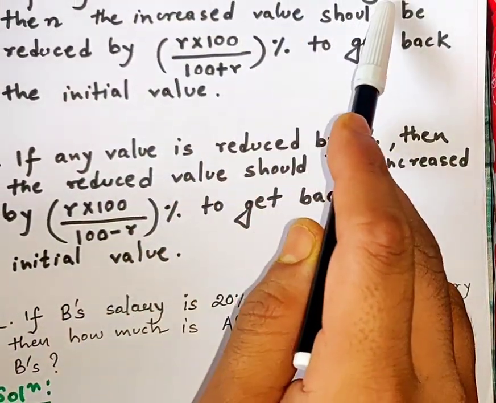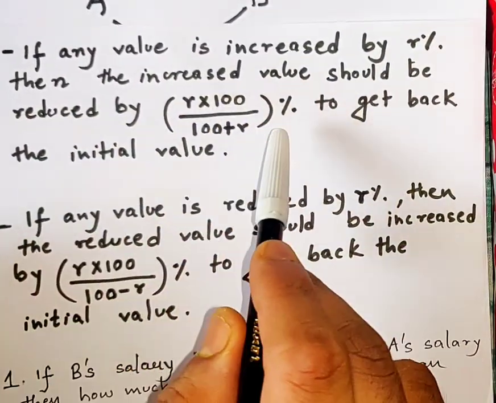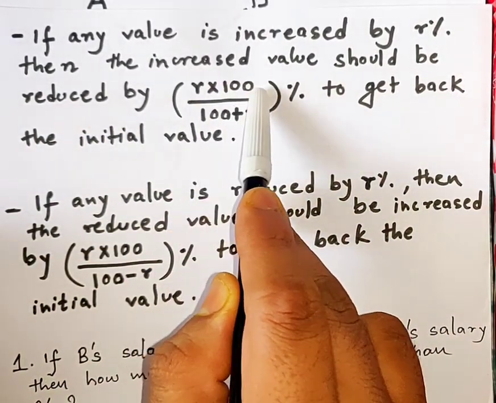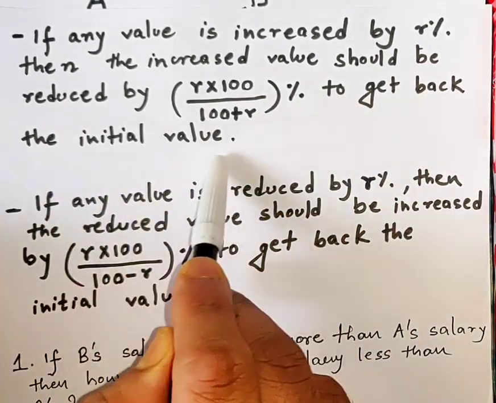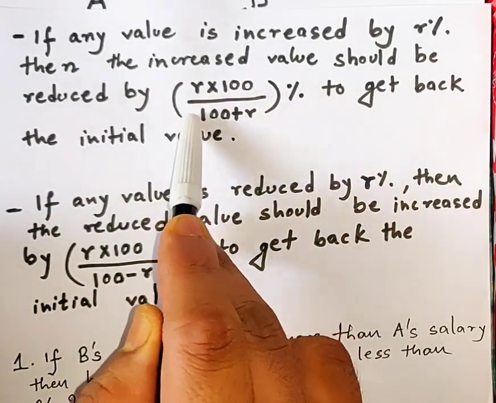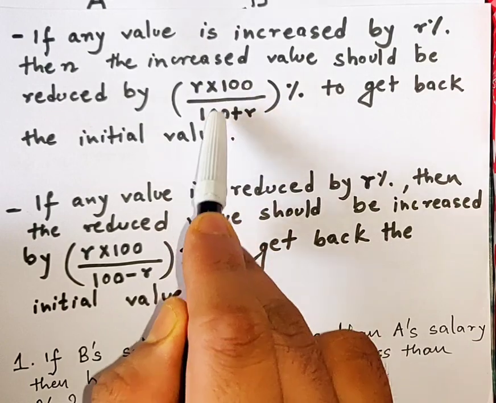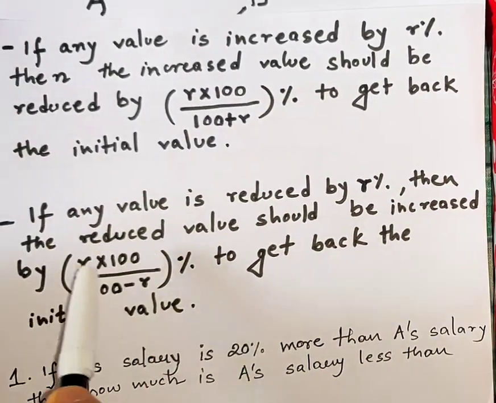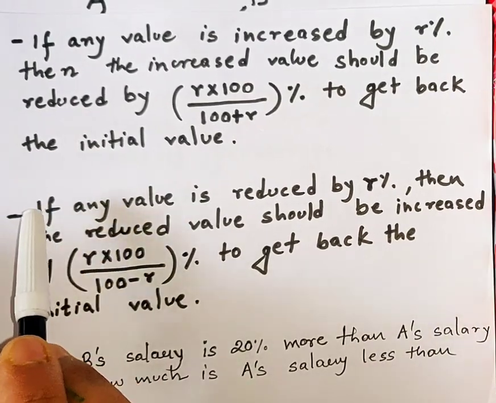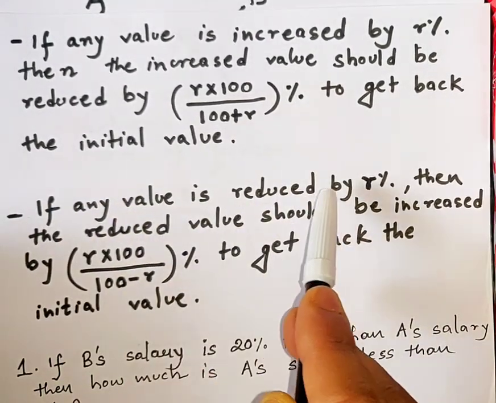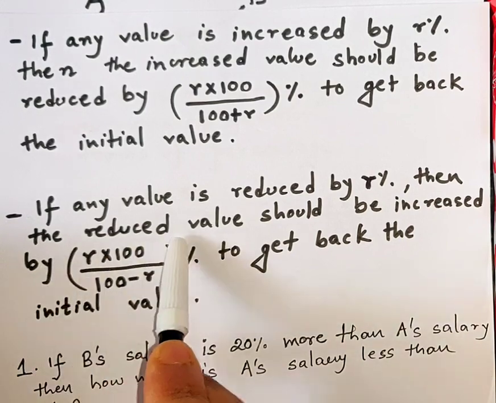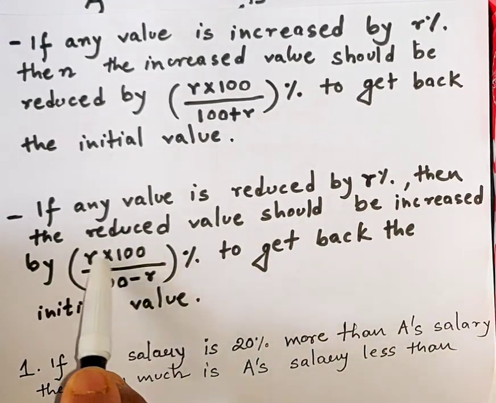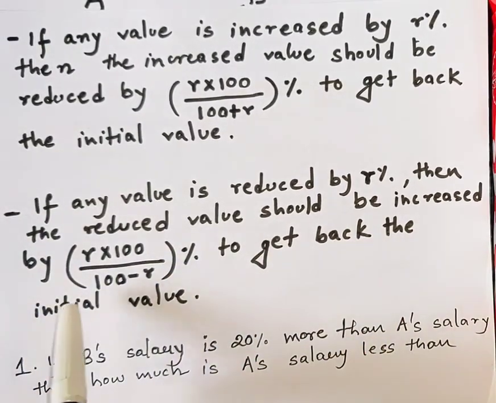So if any value is increased by R%, then the increased value should be reduced by R by 100 plus R into 100% to get back the initial value. 25 by 100 plus 25, that is 25 by 125, is 1 by 5 into 100, which is 20%. Similarly, in the next example we saw the reduction. If any value is reduced by R%, then the reduced value should be increased by R by 100 minus R into 100% to get back the initial value.